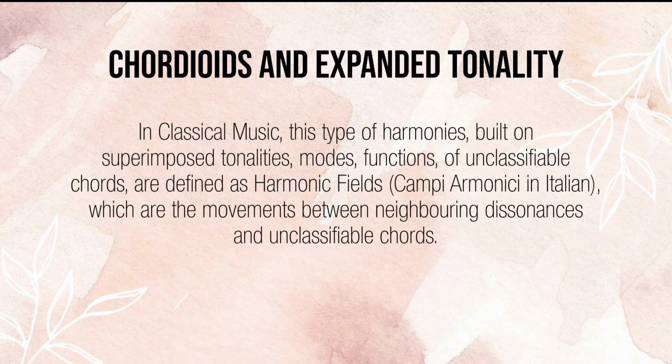In classical music, this type of harmonies, built on superimposed tonalities, modes, functions or unclassifiable chords, are defined as harmonic fields, campi armonici in Italian, which are the movements between neighboring dissonances and unclassifiable chords.